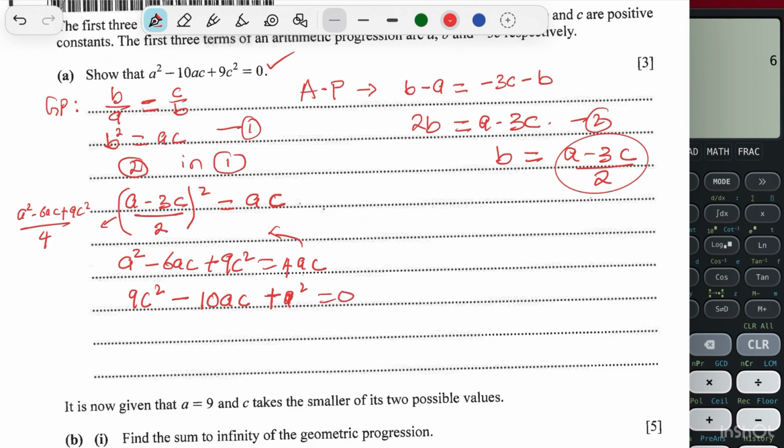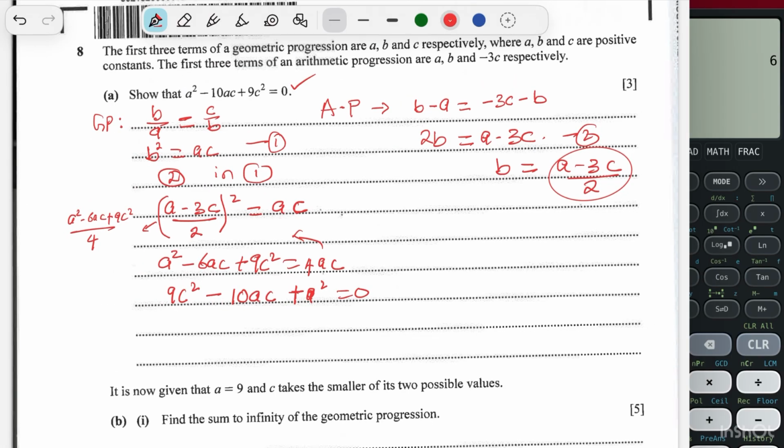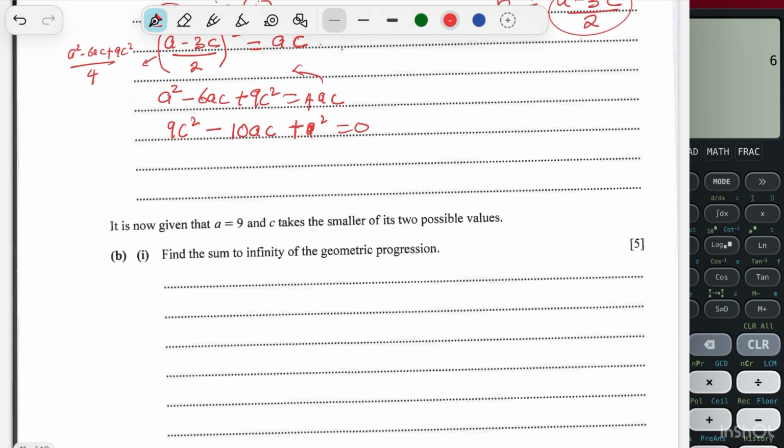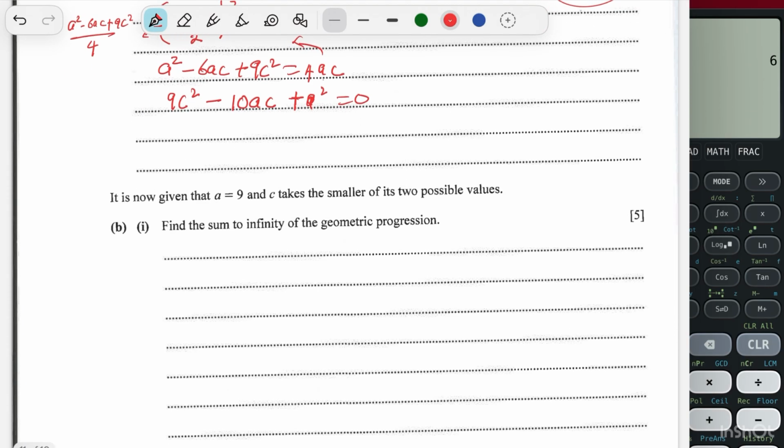This is my answer. So that's what they want us to prove. Okay, I hope that makes a lot of sense. All right, so now let's see the B part. Obviously, it is not given that A is equal to 9, right?